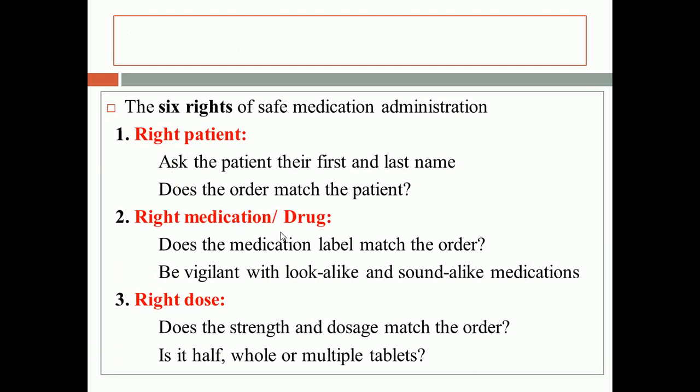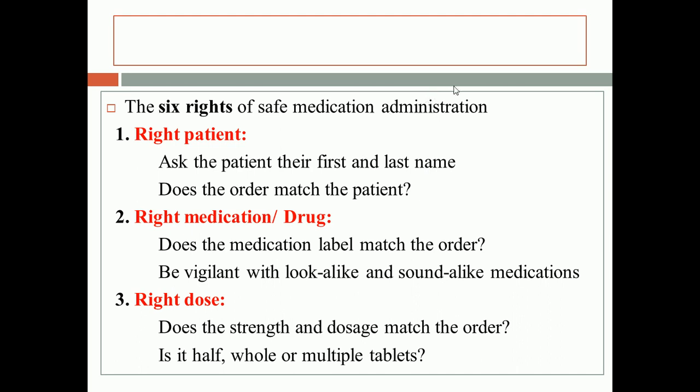So here are some possible explanations. Right patient. How can we ascertain or make sure that the patient is right? Ask the patient their first and last name. Does the order match the patient? You have to see that. First and last name. I gave an example of Mr. Thomas. The first one was Wesley Thomas, and the second one was Johnson Thomas. And if you only write Mr. Thomas, then it may produce confusion.